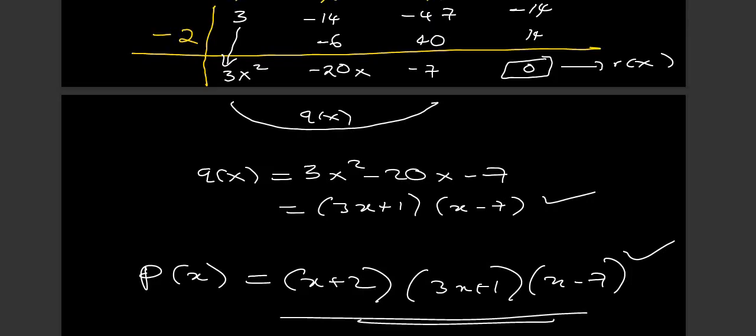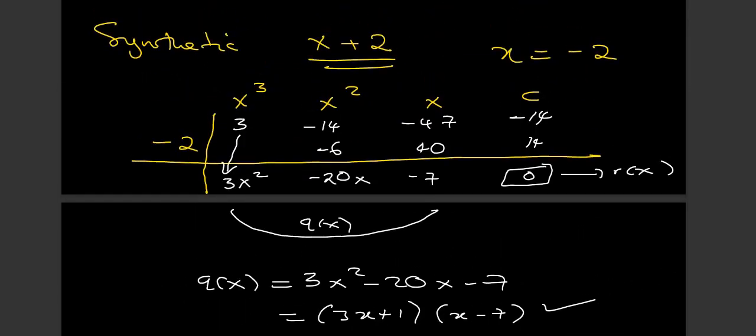So synthetic only works if the divisor is a linear expression like this one, because you need to solve it and get the x term that you're going to put here. Yeah, so this is also called the Chinese method. So synthetic is mostly preferred because it's straightforward.